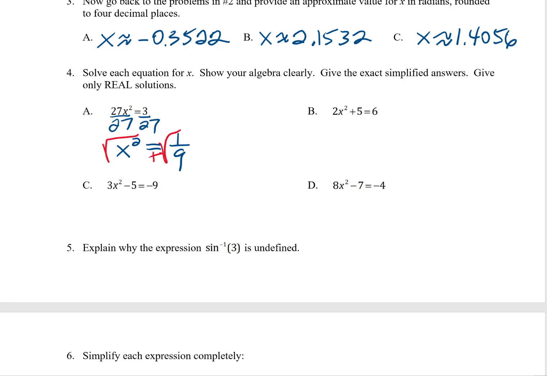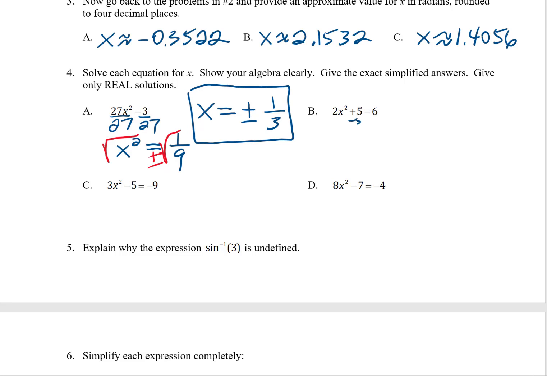Remember, you always have two possible answers, so I'll include the plus or minus, and when I simplify that, this becomes x equals plus or minus the square root of 1 over the square root of 9. The square root of 1 is 1, and the square root of 9 is 3. So my two final solutions here are positive 1/3 and negative 1/3.